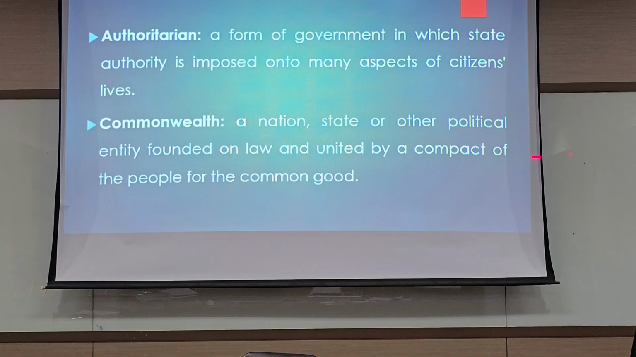A nation, state, or other political entity founded on law and united by a compact of people for the common good. Commonwealth. You know, this is from the British situation. Sometimes they gather people together and call them Commonwealth. The British really tried. Not quite, but to a large extent the effect of it is still there. Thailand is not under Commonwealth, so I cannot practice law here and then use it in the Commonwealth countries. I think it's fading gradually, but the effect of it is still there.